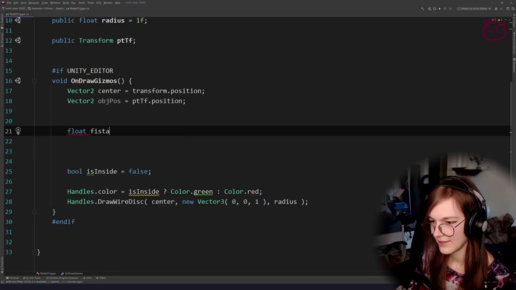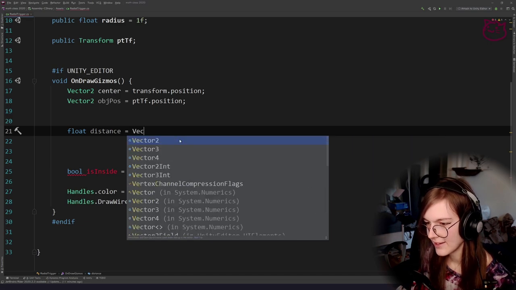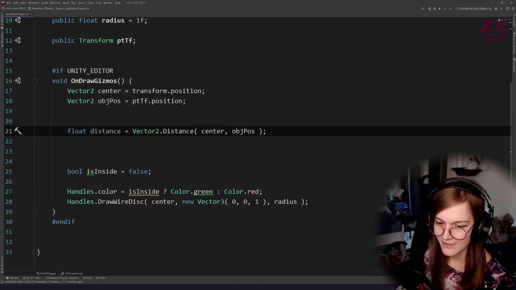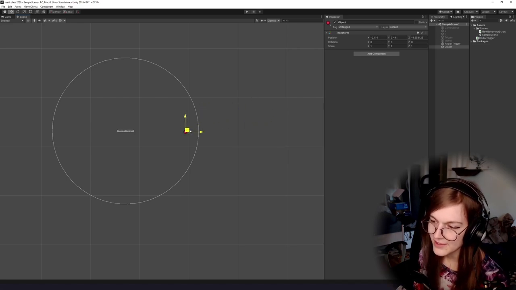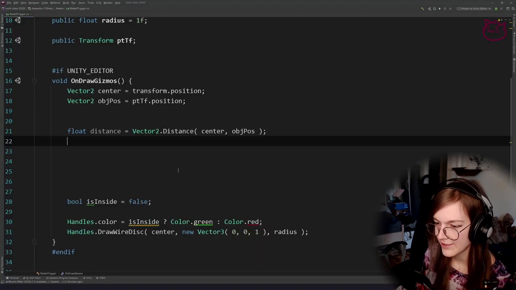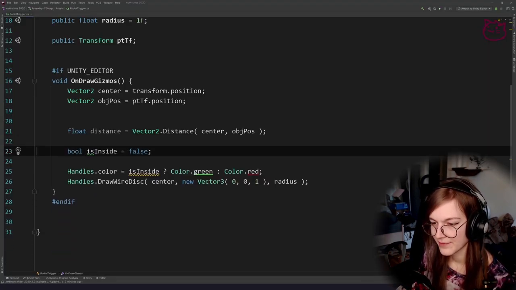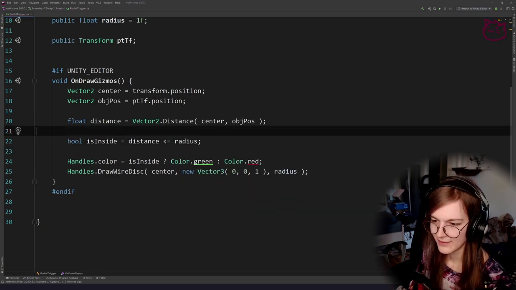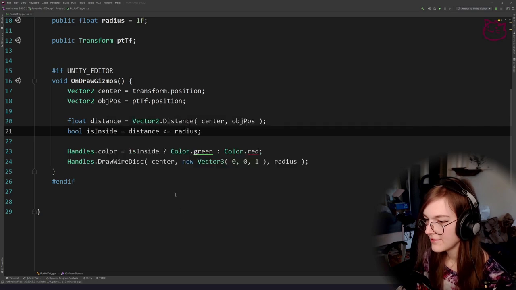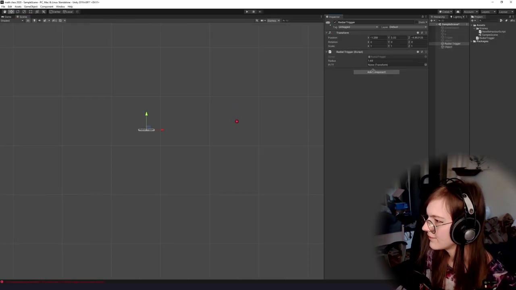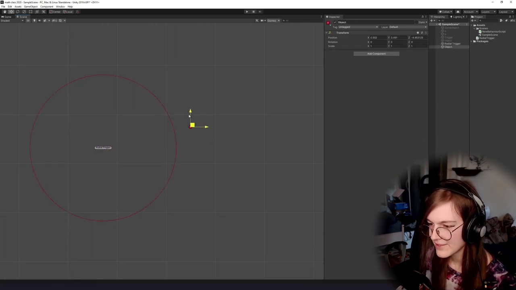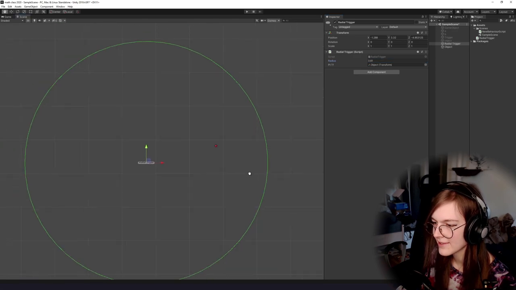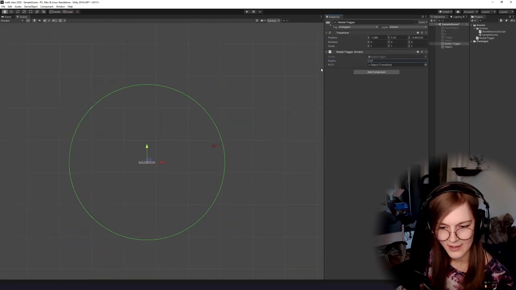So we first need that distance. So float distance, Vector2.Distance between the center of the trigger and the object position. Now we have that distance. After that, we can then check, are we closer or further away than the radius of the trigger? So essentially, we are inside if the distance is less than or equal to the radius. And that's kind of it. That's enough to do this little simple trigger script. And then null reference exceptions are also part of this experience. So now we can see that it works. We should also make sure that we can change the radius, and it should still work predictably when changing that. And it seems to do.